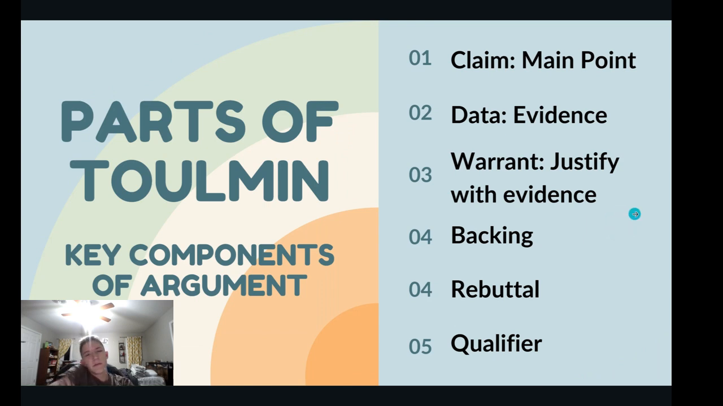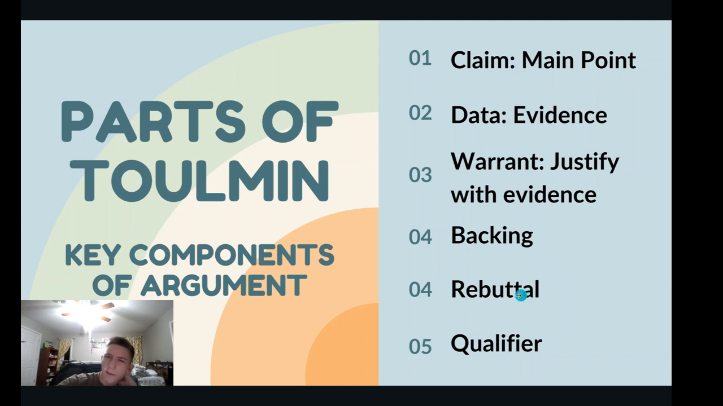So just to go over this again, we've got our different parts of the Toulmin argument, our key components. We have a claim, which is your main point, data, which is evidence, warrant, where you justify your main point with evidence, and then the backing, where you bring it back. You just tie all these together in a better way. The backing's not necessary. It's more of a specific case that you would use if your warrant isn't as clearly connected as you might want it to be.